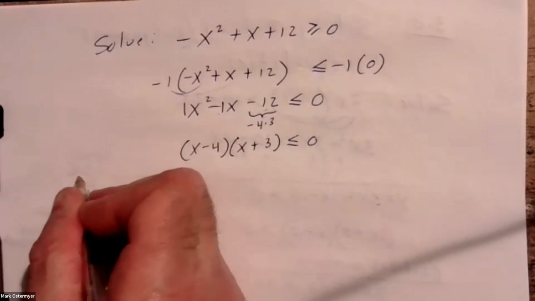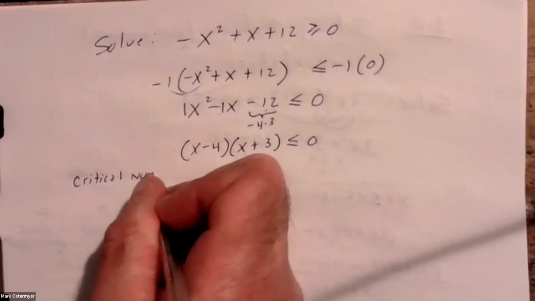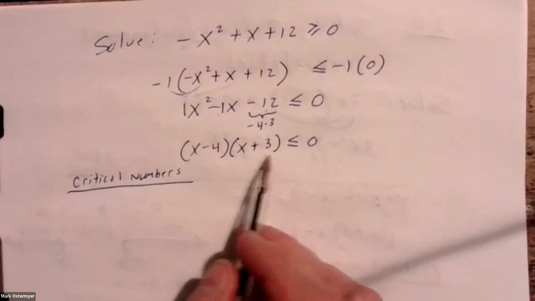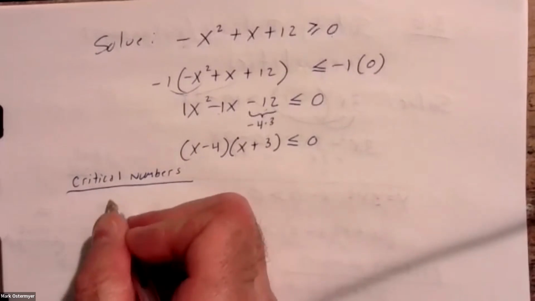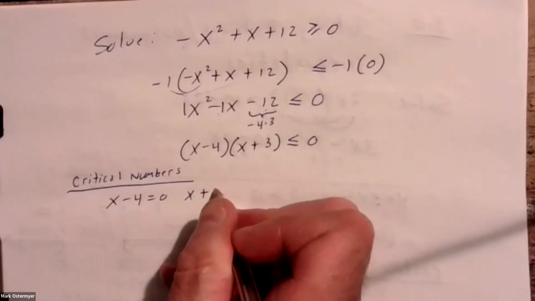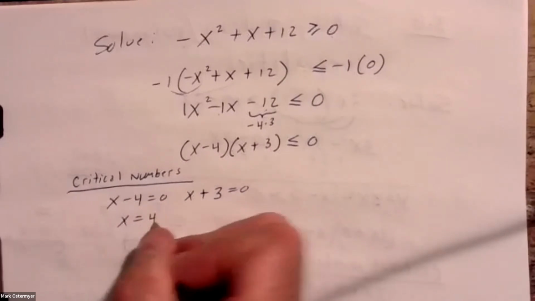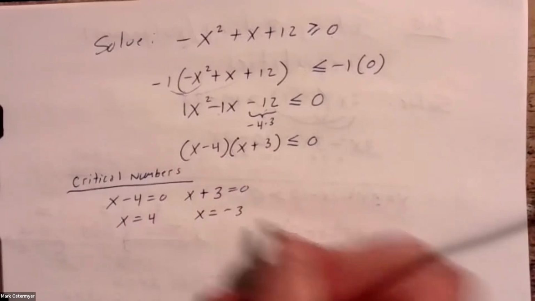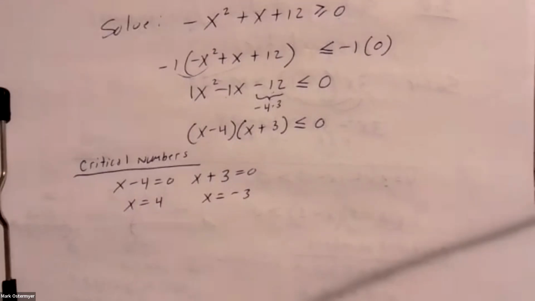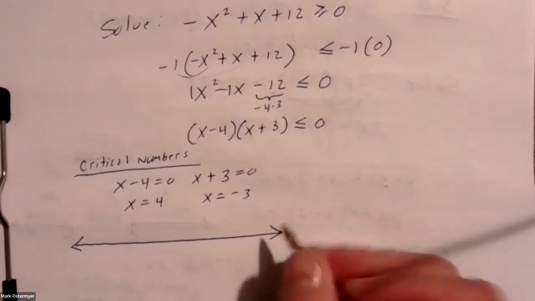And now, ladies and gentlemen, it's time to find what I've been calling critical numbers. Again, some textbooks refer to them as significant numbers. Bottom line, they are numbers that set these factors equal to 0. So we set the factors equal to 0 and solve these equations, and we get x equals 4 as a critical number and x equals -3. These numbers are going to partition my number line into disjoint intervals that will need to be tested.